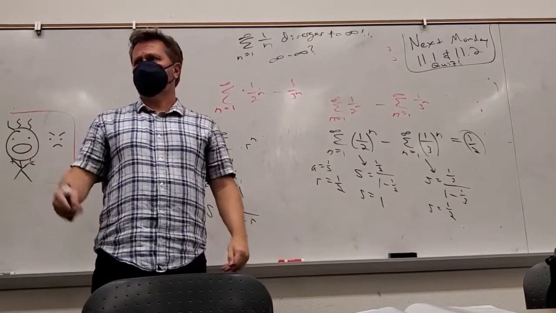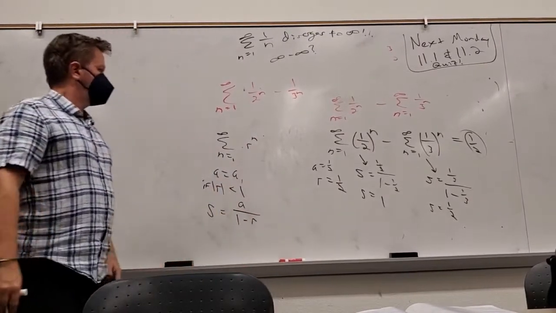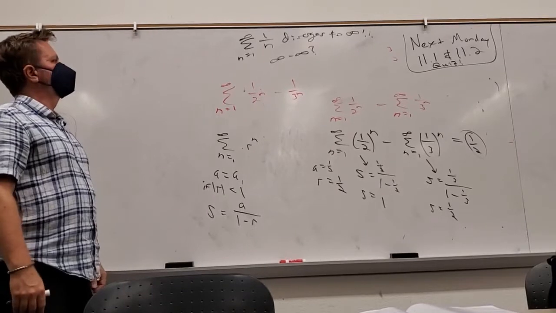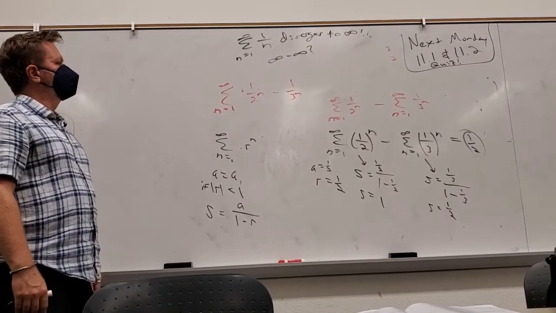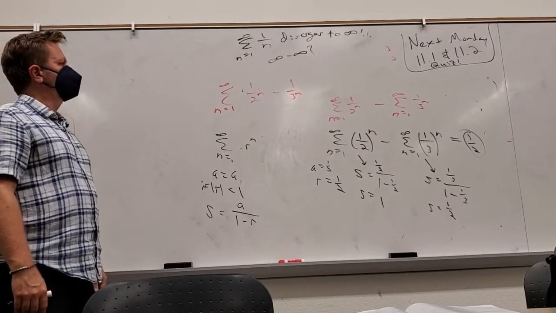All right, yes? So what if the equation was 1 over 2 to the n plus negative 1 over 3 to the n?